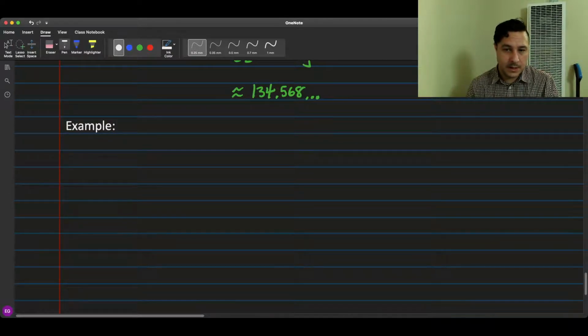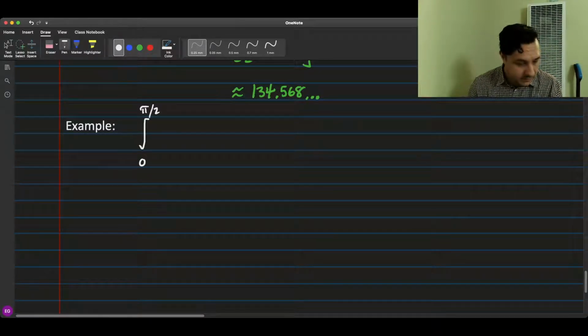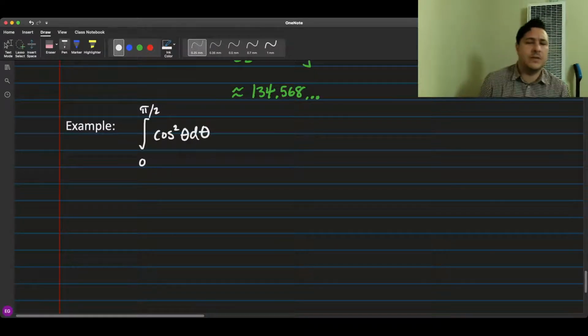So let's say we're integrating from 0 to pi over 2 cosine squared theta d theta. So we know the antiderivative of cosine. The antiderivative of cosine squared, not so much.